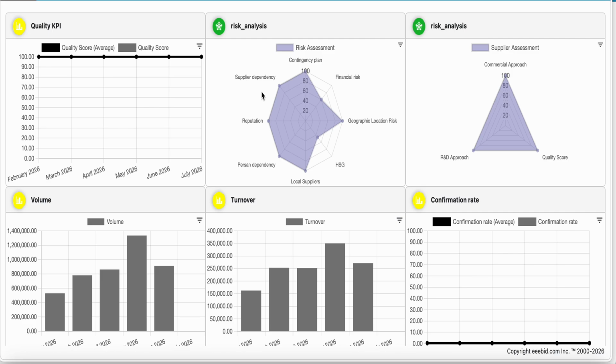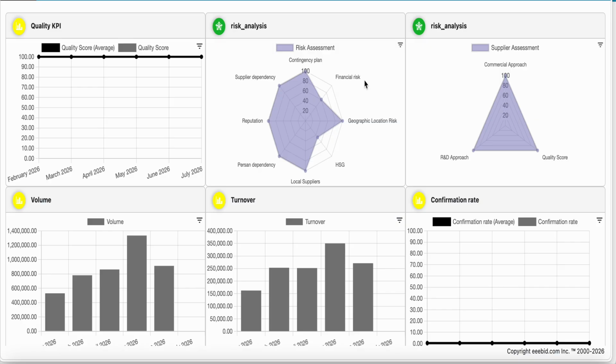So, well, reputation is fine. Supplier dependency is fine in the sense not too dependent. There is locality, meaning the factories, the warehouses are close enough. But there is no good value on ESG. Geographic location risk is fine, but there is an issue on financial risk.